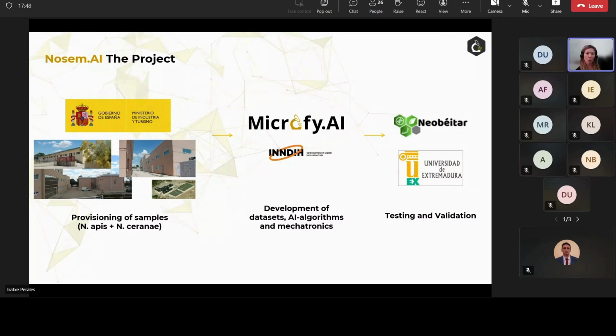And then we started to develop the data sets, the AI algorithms, also to define the scanning protocol for our systems. It was done here at Microfy, and we had external help from a digital innovation hub from Valencia, the Informatics Institute of Valencia, that helped us to better measure the dimensions of the microorganisms. And then the last stage has been done by Neovator and the University of Extremadura. They have done the testing and validation with real samples.